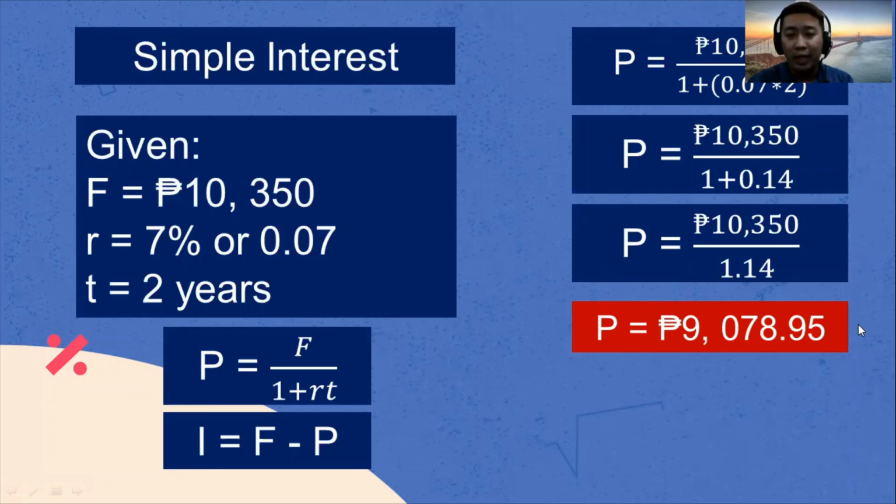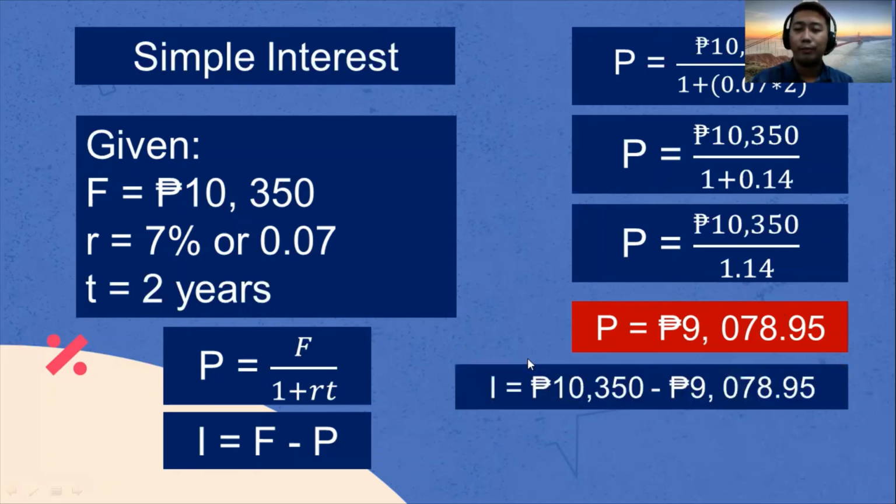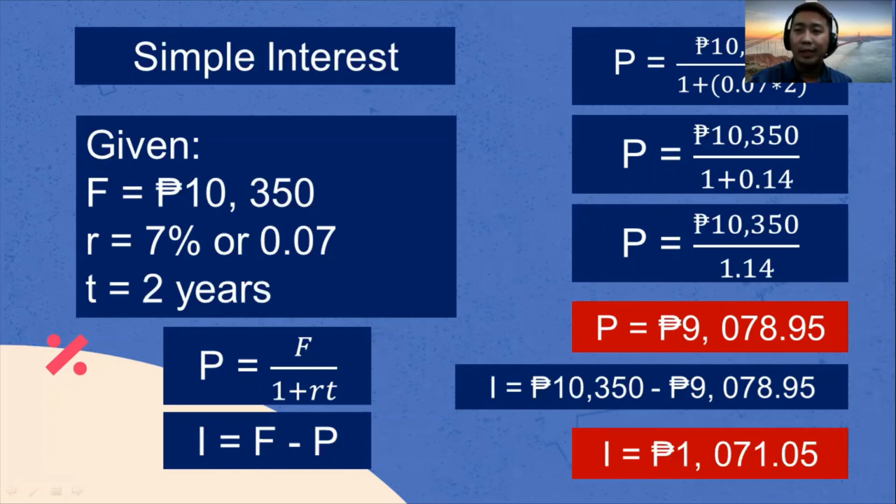Question: how do we get the value for the simple interest? That is, interest is equal to the final value minus the principal amount. Interest is equal to the final value or maturity value, which is 10,350 pesos minus 9,078.95 pesos. That is the value for the interest. The answer is 1,071.05. So this is the amount of interest that he paid.